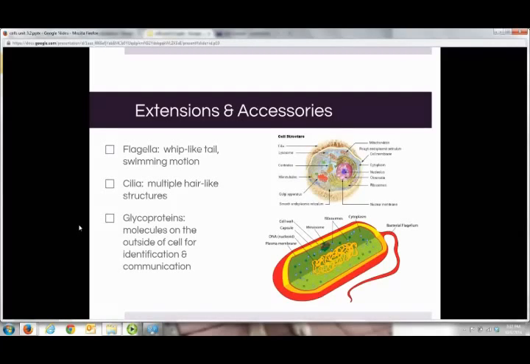Glycoproteins are molecules that are also found on the outside of the cell. This is going to help with identification and communication. Glycoproteins allow you to recognize your own cells and to know which type of cells you have in your body where.